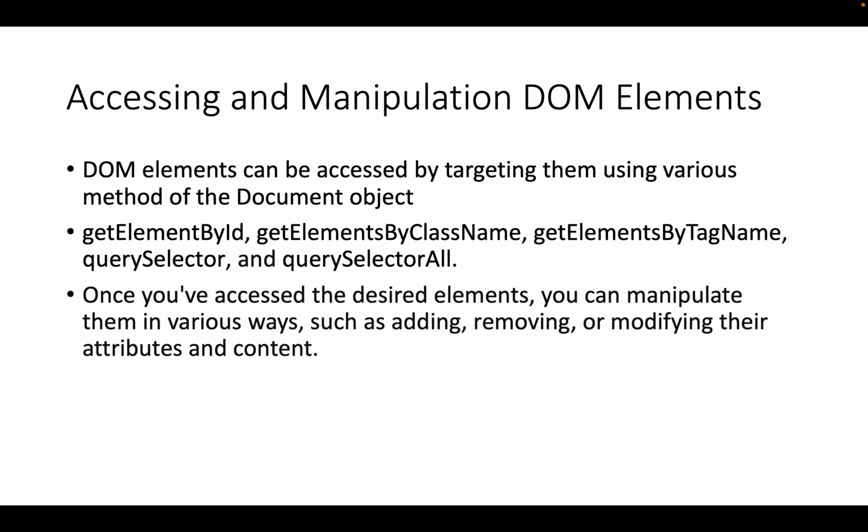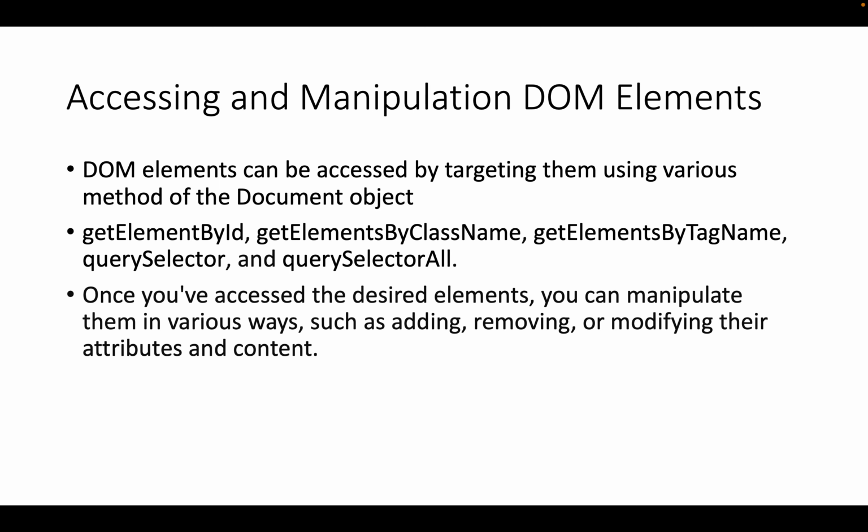How do we manipulate and access DOM elements? DOM elements can be accessed using multiple different means, using methods like getElementById, class names, tag names, querySelector, and querySelectorAll are some of the ways we can dynamically access elements from the HTML documents. Ideally, it is in accordance with best practice to use querySelector and querySelectorAll when selecting HTML elements. Once you have accessed your desired elements, you can easily manipulate them in various ways, such as adding, removing, or modifying their attributes and contents.